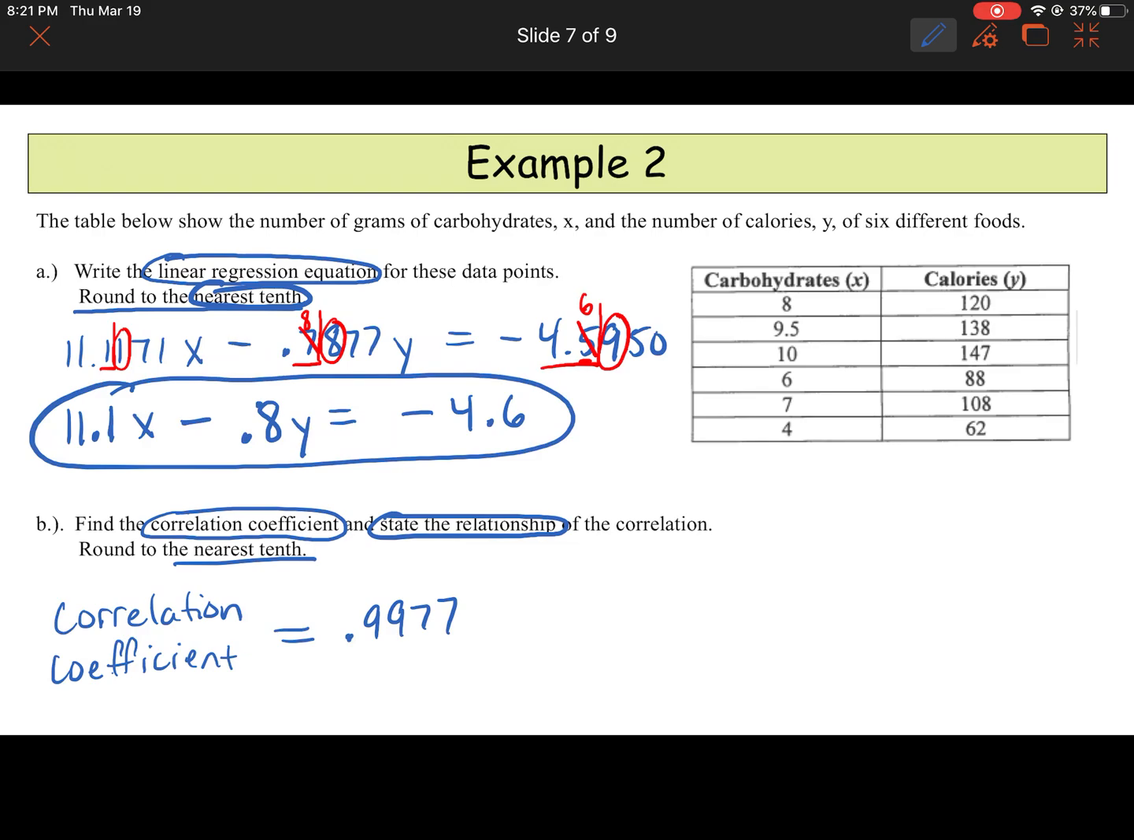Okay, 0.9977. When I round to the nearest tenth, I'm rounding to the 9 there. Here's the first decimal place. Does the 9 round the 9? Yes. 5 or above, give it a shove. 9 plus 1 equals 10. So my correlation coefficient is 1.0, or just 1.